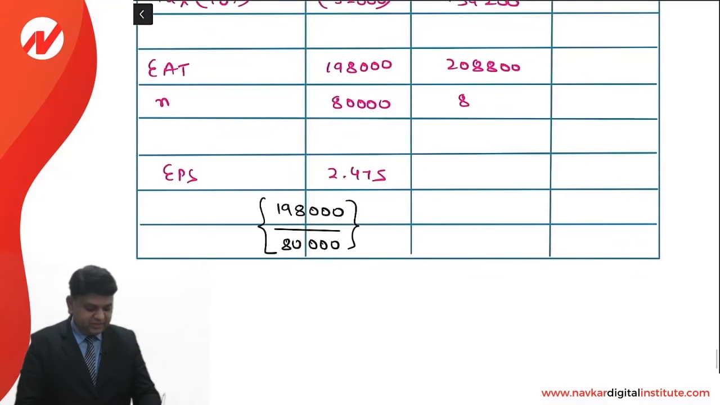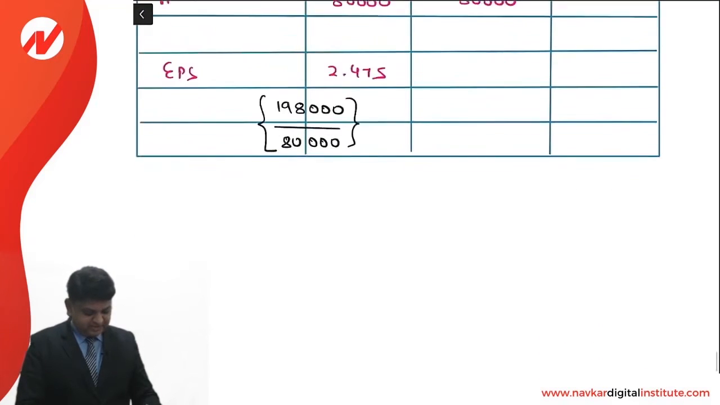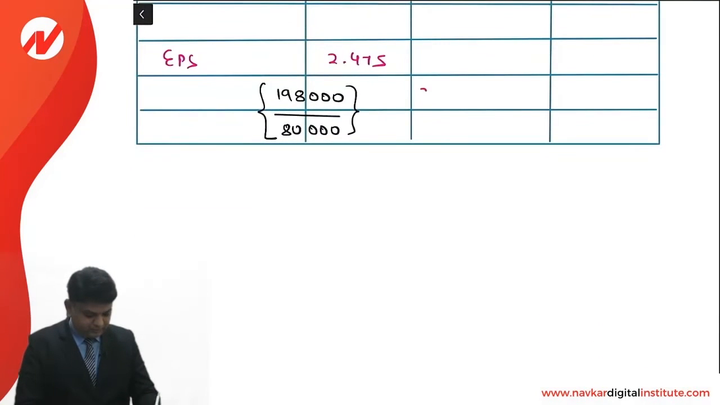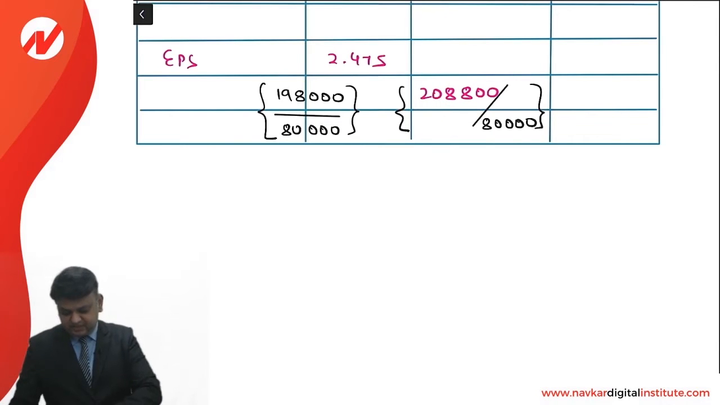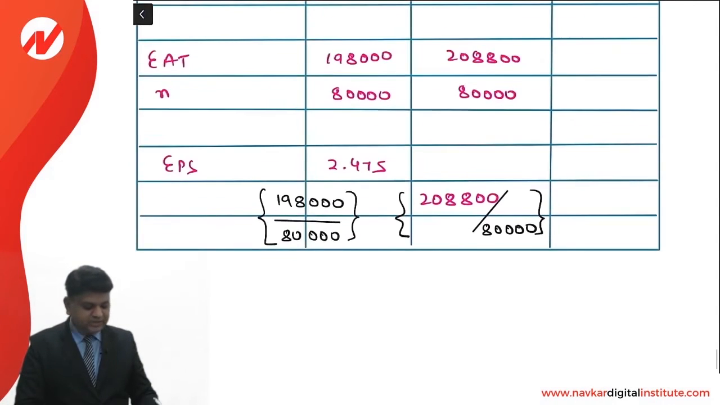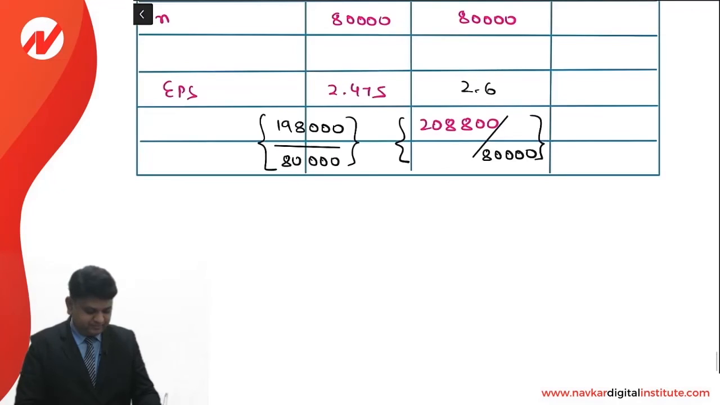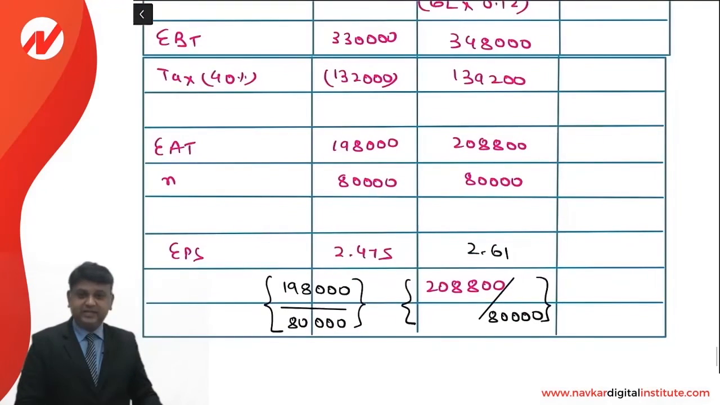Dear students, the number of equity shares won't change. Why? Because we are raising the additional funding by way of debt financing. So 2,08,800 divided by number of equity shares 80,000. That is the way we compute the EPS. It is 2 rupees 61 paise. That is the way the EPS is calculated.